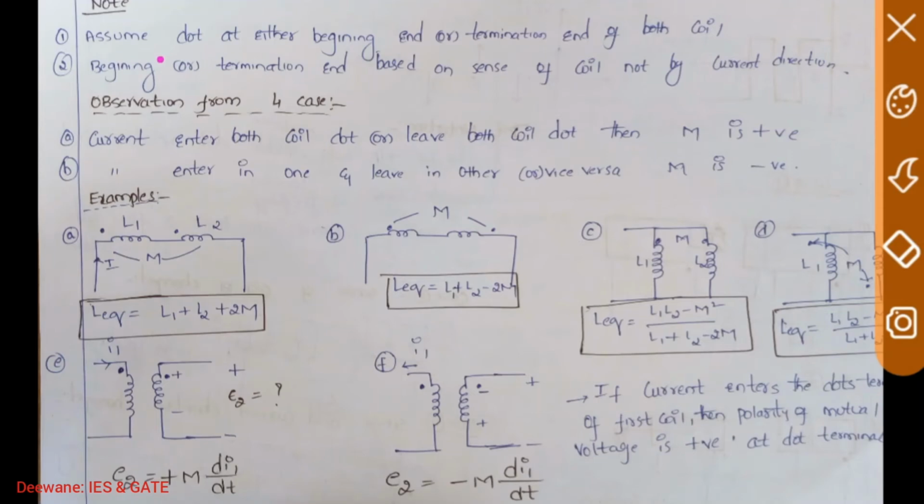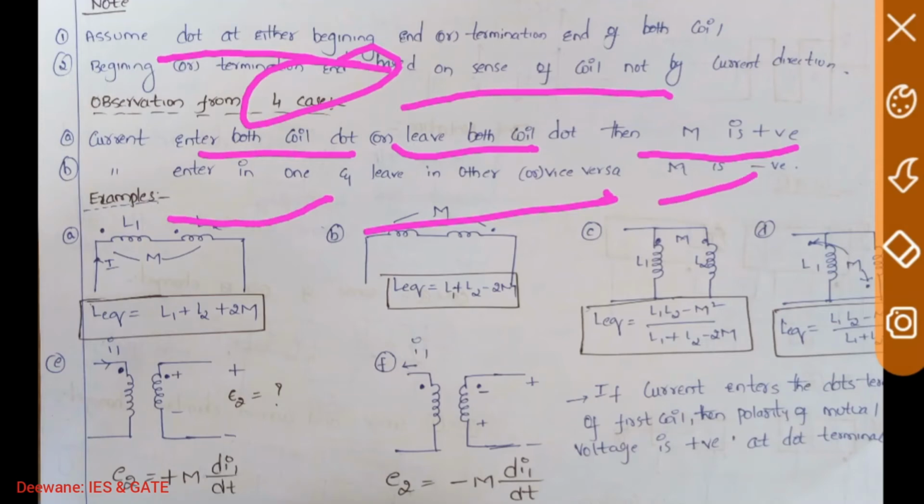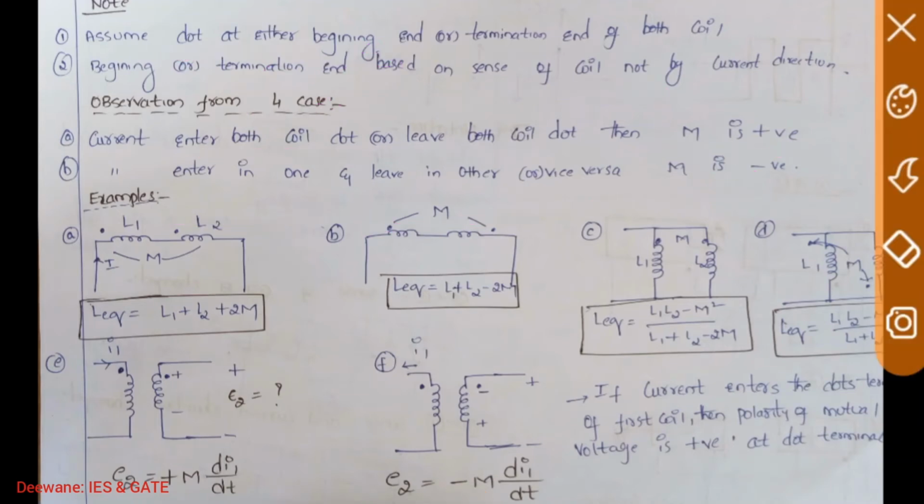So see the conclusion here. The dot is placed at either the beginning end or the termination end, both in the same manner. So the beginning and termination end are based on the sense of the coil, not on current direction. Sense of the coil means you wind in such a direction that it tightens on the core. If you remember it like this, you will never go wrong. So let us take what observation you got in these four cases. If current enters the dot in both coils or leaves at both coils, then coupling is positive. If current enters one and leaves the other, as in a transformer, M is negative. So let us see a few examples. This will be discussed clearly in the networks topics.